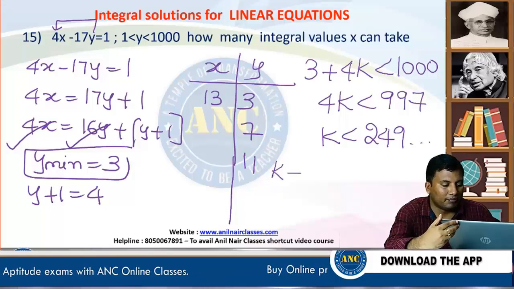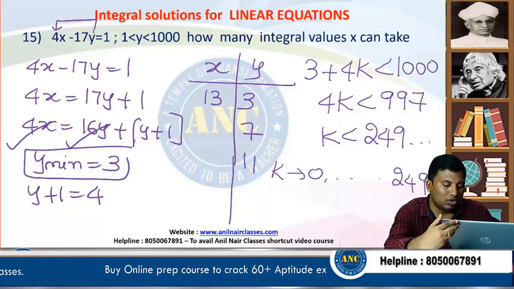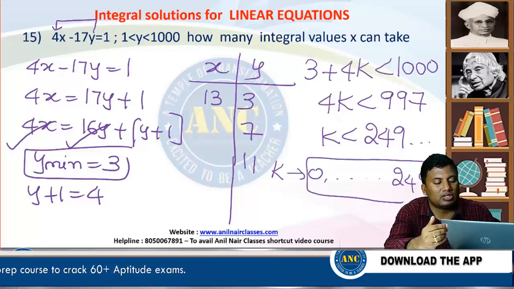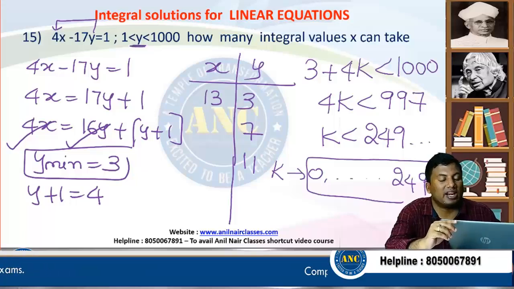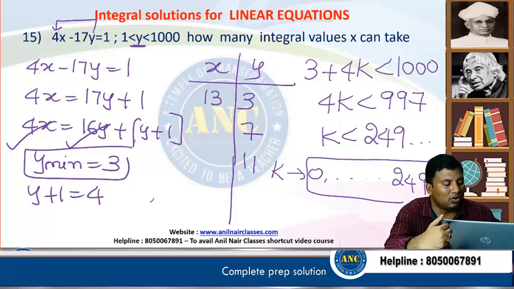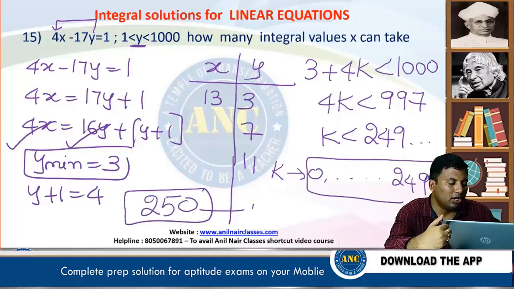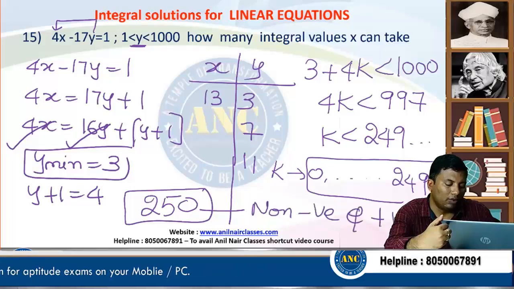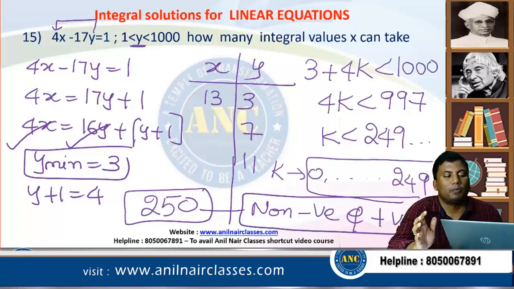So k, can it be 0 to 249? Can I take 0? If k is 0, 0 into anything is 0. 0 plus 3 is 3. The lowest value of y greater than 1, 3, exists. 0 to 249, totally 250 non-negative and positive integral solutions exist. I hope it is clear.